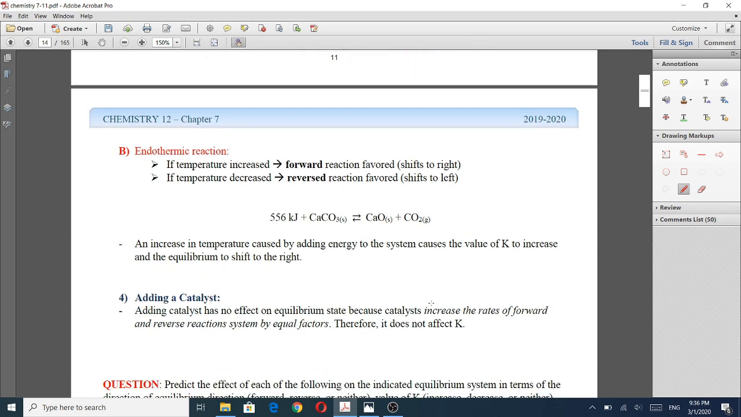What about for endothermic reactions? All we said about exothermic reactions would be correct in reverse. For endothermic reactions, if temperature is increased, look at here, you are forcing the reaction to go forward, or shift to the right. By shifting the reaction to the right side, K would increase. So you can write here: K increases.